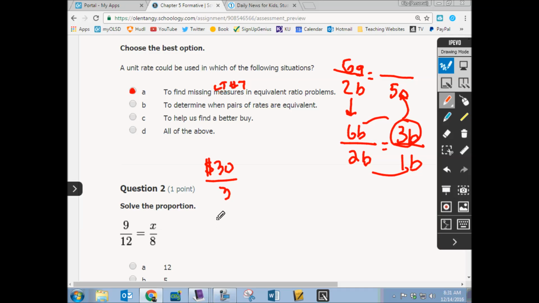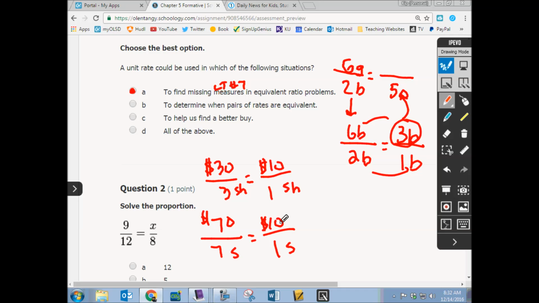Okay. So let's say I have something that says I can buy for $30, I can get 3 shirts, or for $70, I can get 7 shirts. Could I use unit rate to see if those 2 things are equivalent? Yes, sure I could. I could say, how much does that cost per shirt? That'd be $10, right? How much would it cost per shirt here? $10. Did I just use unit rate to determine when pairs of rates are equivalent? A lot of people, I have a feeling, selected C because that is how we find better buy, right? So, what's that mean then? All the above is the answer there. Okay, it is all of the above.